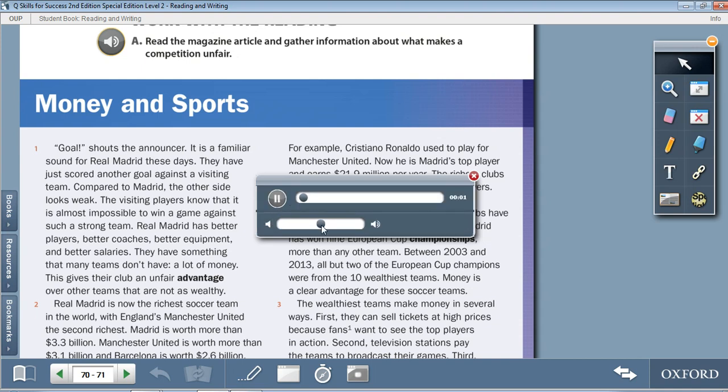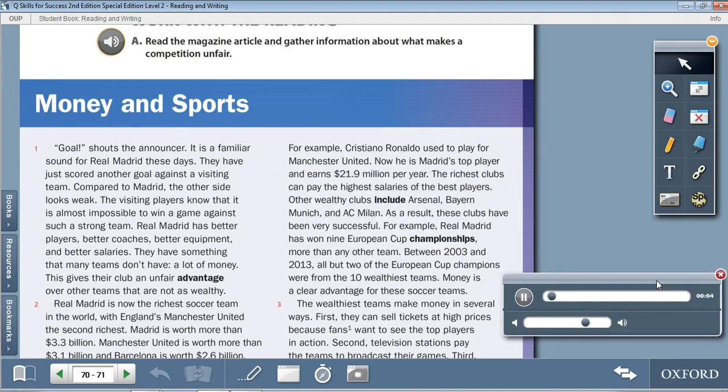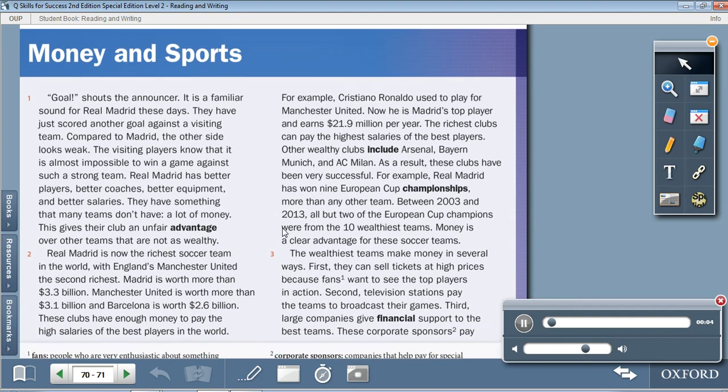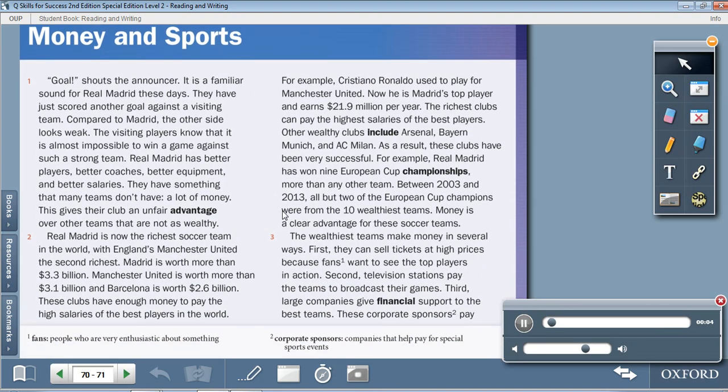Unit 4, Reading 1. Money and Sports. Goal! Shouts the announcer. It is a familiar sound for Real Madrid these days. They have just scored another goal against a visiting team. Compared to Madrid, the other side looks weak. The visiting players know that it is almost impossible to win a game against such a strong team.